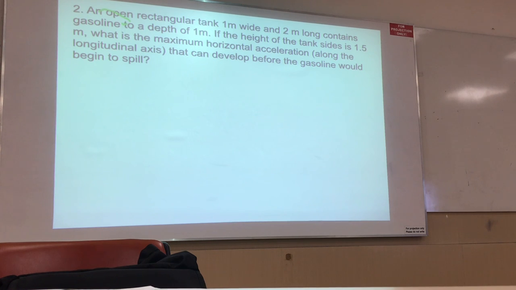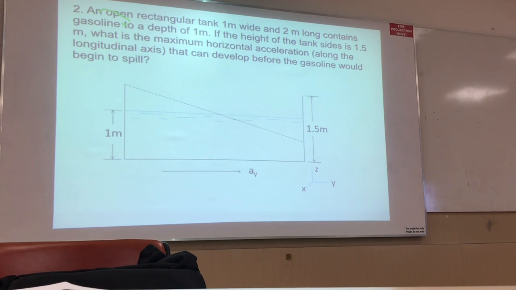Okay, this question is related to pressure. In this question, there is an open rectangular tank. The tank is 1 meter in width, so in this direction it is 1 meter. The height of the tank sides is 1.5 meters, which means from here to here is 1.5, and from here to here is 1.5.